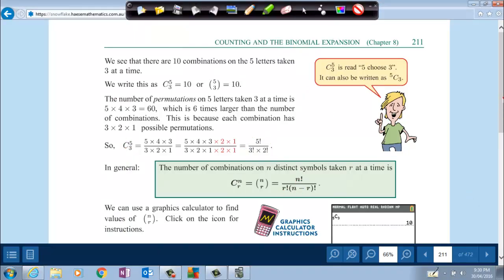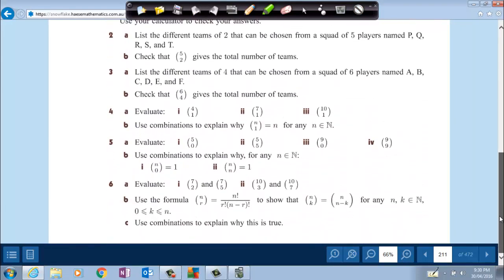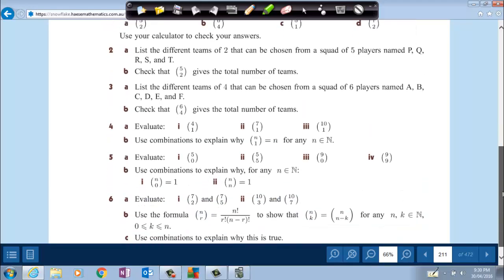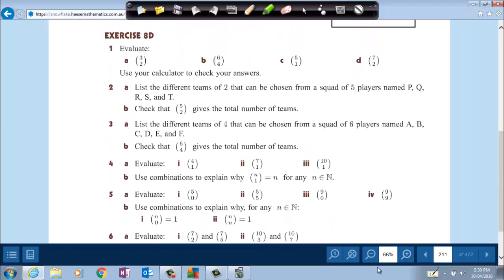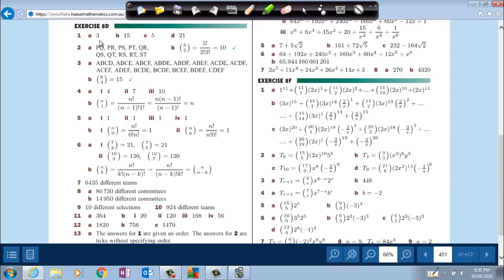Okay, so now we want to do some questions. So 8D, it tells you that you have to use your calculator to check your answers, so use the formula. When you got it in the brackets, that really means C(3,2). So if you try 8D, pause the video and then check the answers. And here are the answers to 8D, question 1 through to 6.